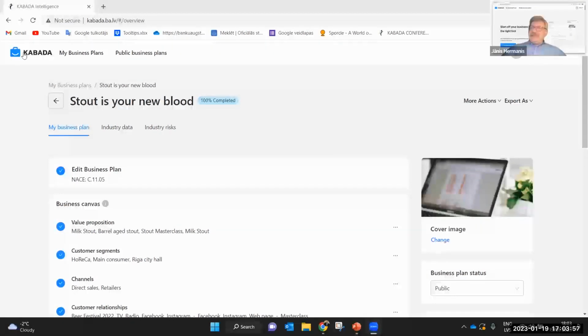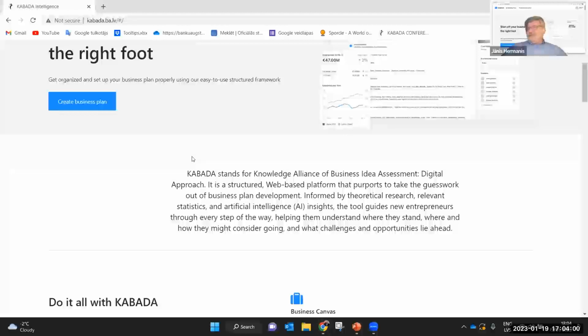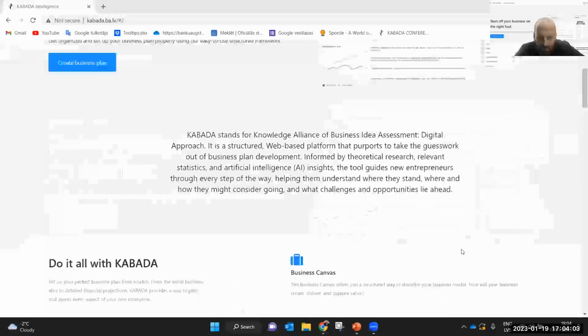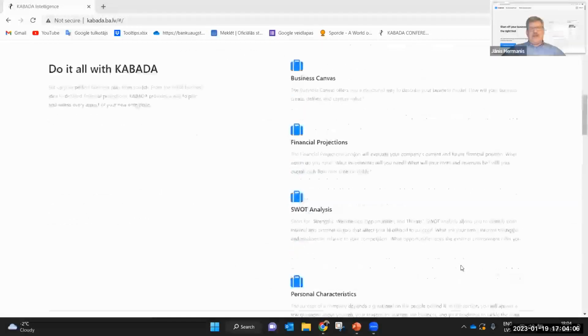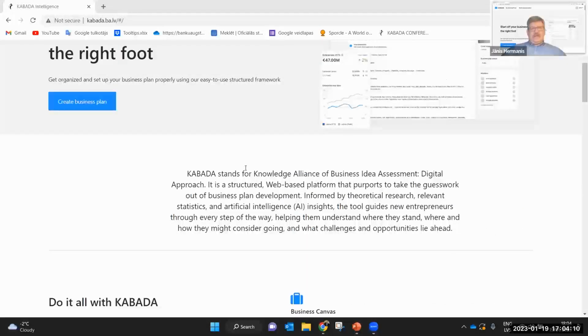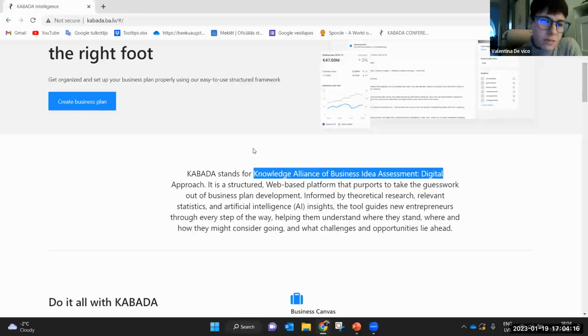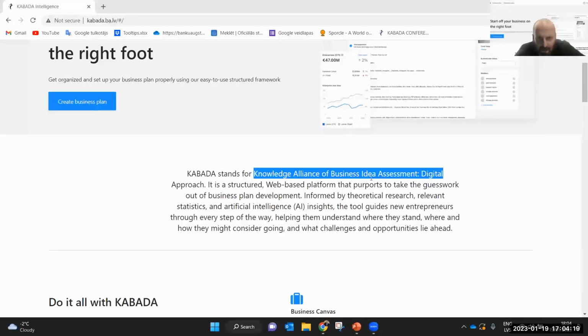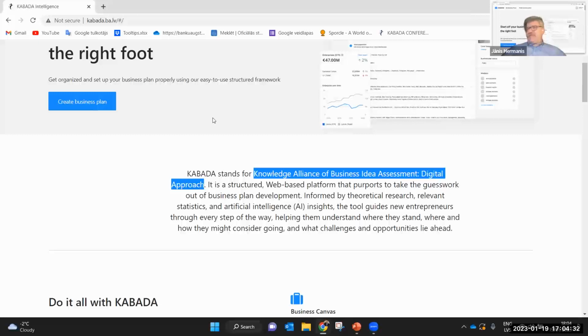This is a tricky question. Thank you, Alberto, for this one. Here you can see the answer. You see this big paragraph here. Kabada stands for Knowledge Alliance of Business Idea Assessment Digital Approach. K-A-B-A-D-A, Kabada. In our network, we are really familiar with it and everybody understands what a Kabada is. Now we know where the name comes from. Thanks for asking, Alberto.